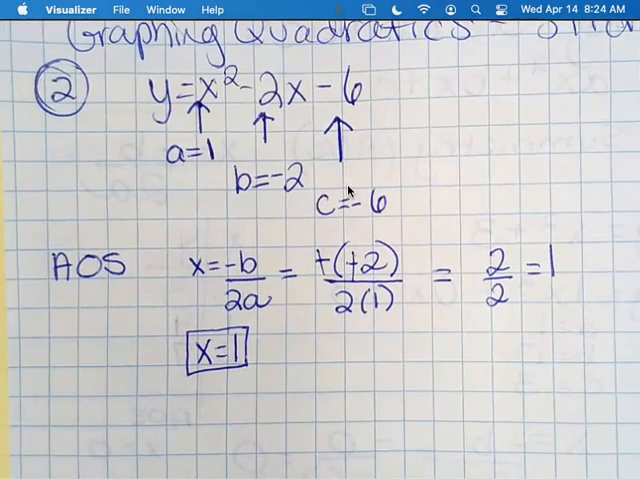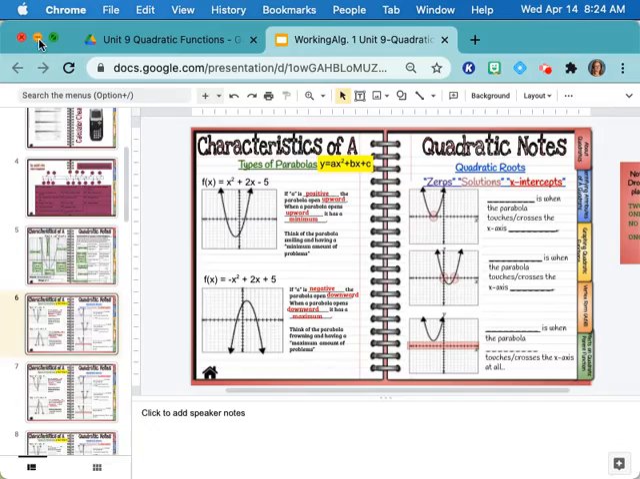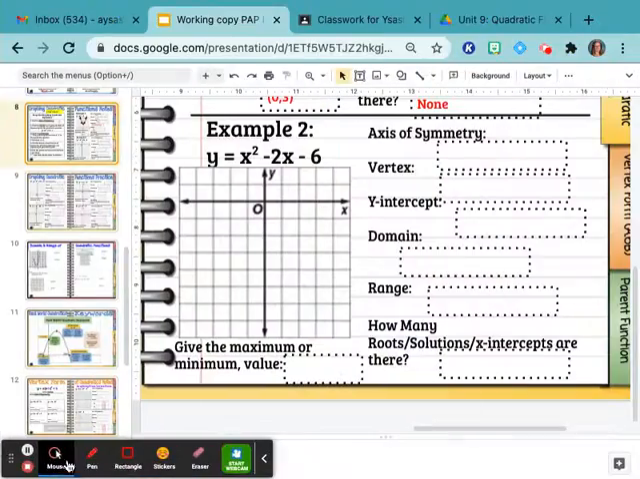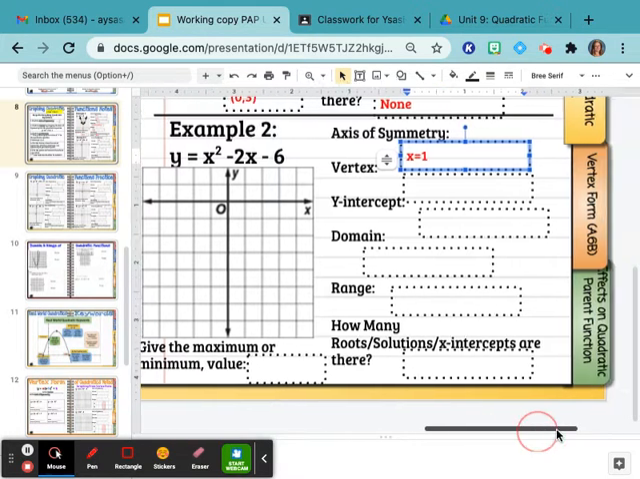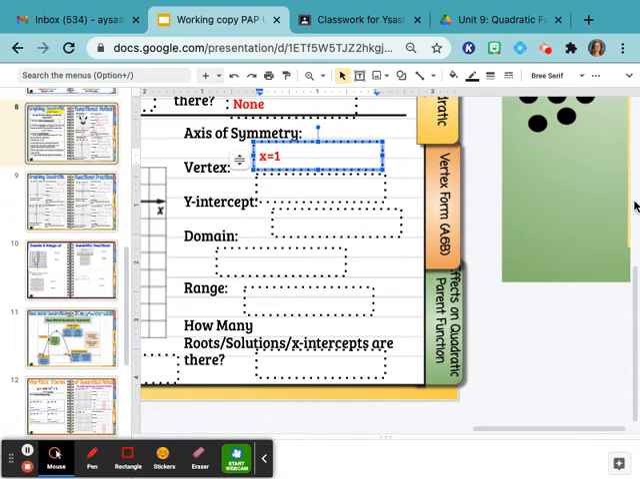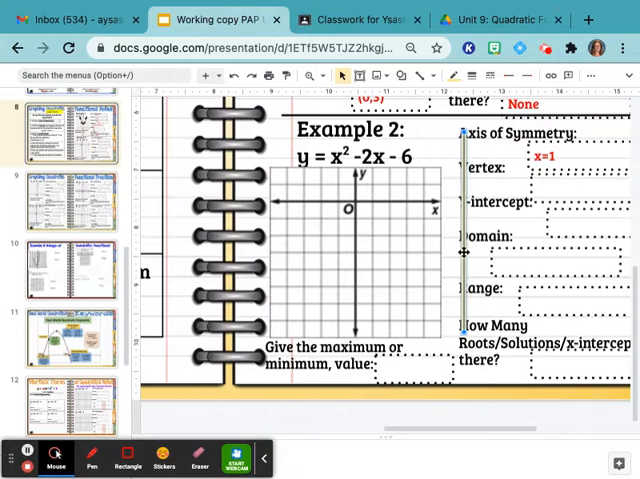So let's go back over to our example here. So axis of symmetry, let's go ahead and write X equals 1. And then drag this axis of symmetry line over there so it's on 1.